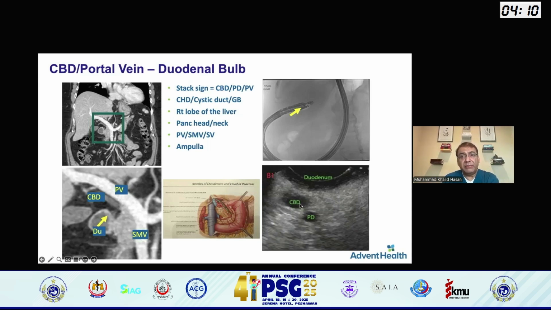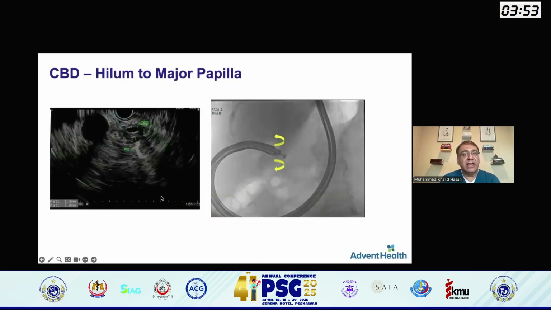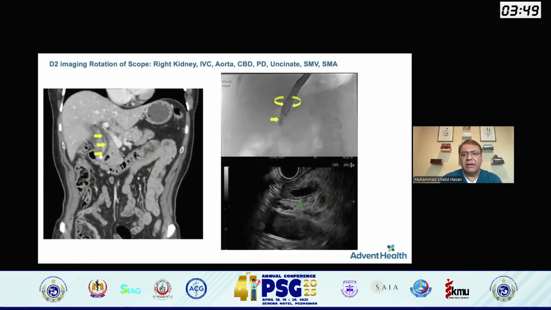But from here, just make a habit of going to the papilla, and from the papilla going to the hilum. In a couple of movements, you will see the bile duct, the pancreatic duct, the papilla, the head of the pancreas, the uncinate, and a portion of the neck of the pancreas as well. So next, and I just talked about that, next is going to be images.